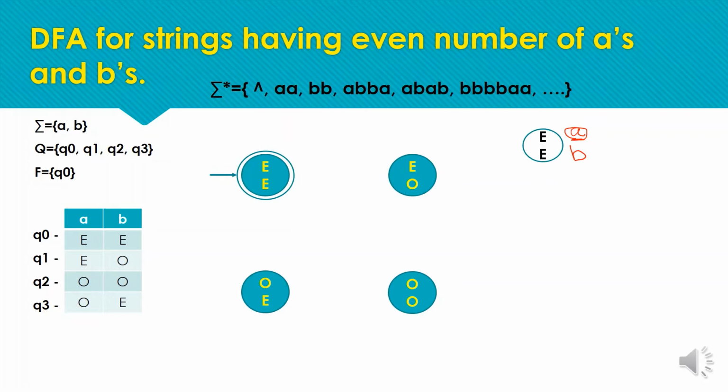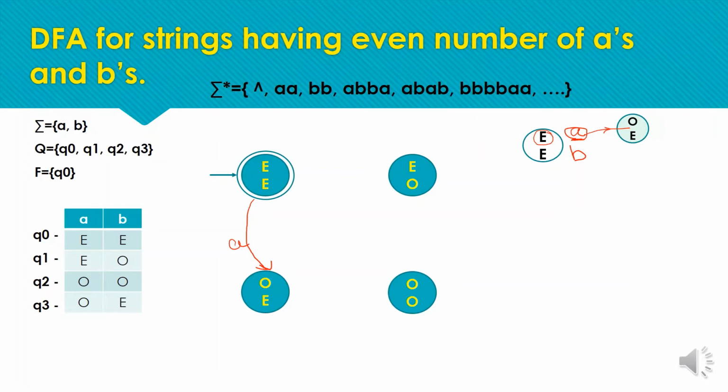So on receiving a single A at the initial state, the number of A's is changed from even. Now the number of A's is no more even. It has changed from even to odd, and the number of B's is still even. So we have to move to the state with an odd number of A's and an even number of B's. So the transition should go to this state for the A received.